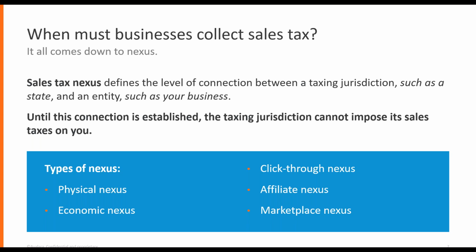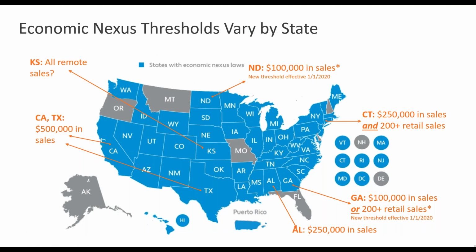Now, there's various types of nexus, as you can see here listed on the screen. So I talked about physical. There's click-through nexus, affiliate nexus, marketplace nexus, as you can see, some of the e-commerce types of nexus. But then there's something new that's happened within a couple of years, in the past 2 years, and that's economic nexus.